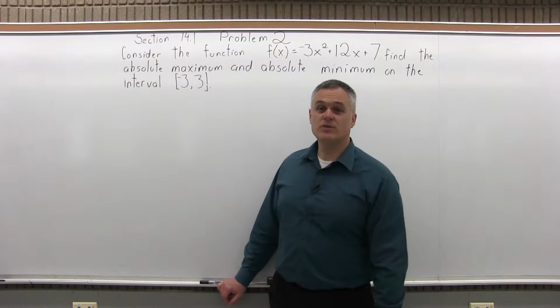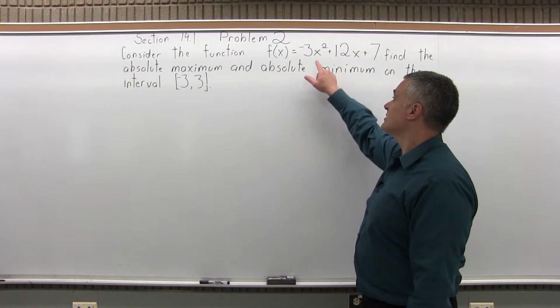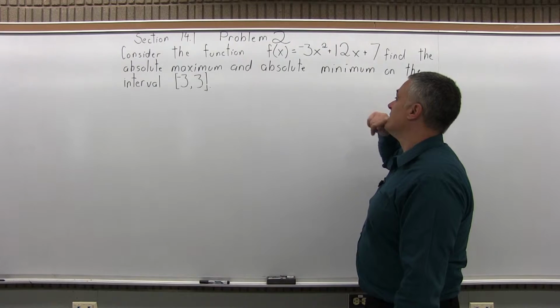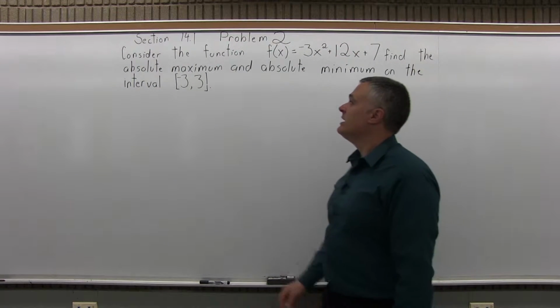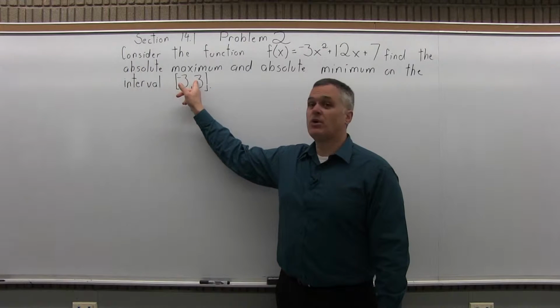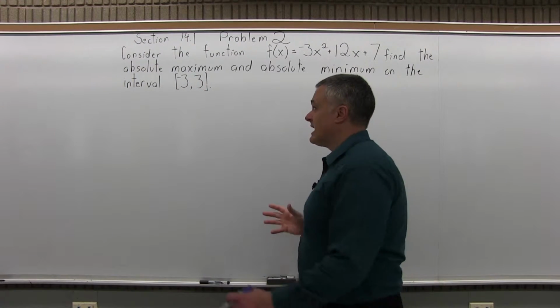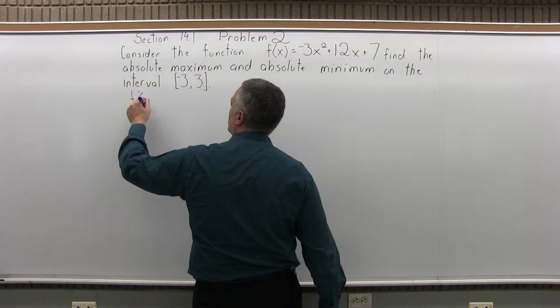This is Section 14.1, problem number 2. It says, consider the function f of x equals negative 3x squared plus 12x plus 7. Find the absolute maximum and absolute minimum on the interval from negative 3 to positive 3. So this is a 6-step process to find the absolute maximum and absolute minimum. Step 1 is find the derivative.